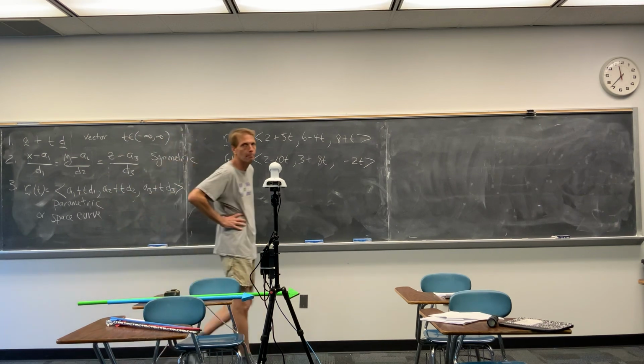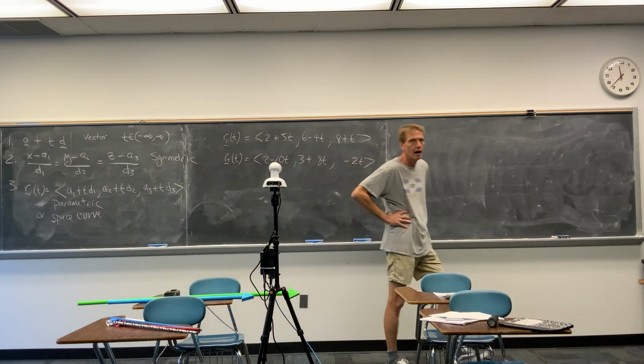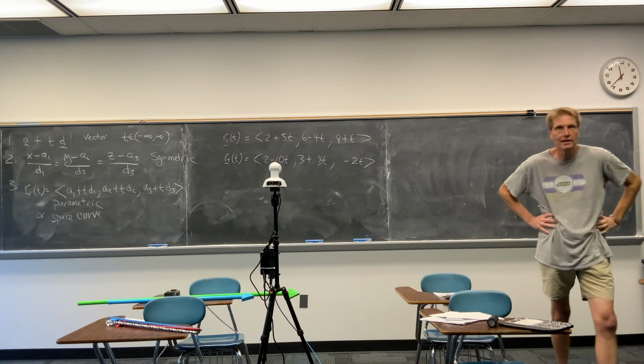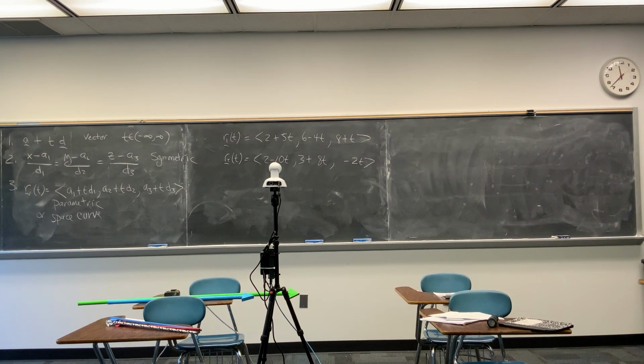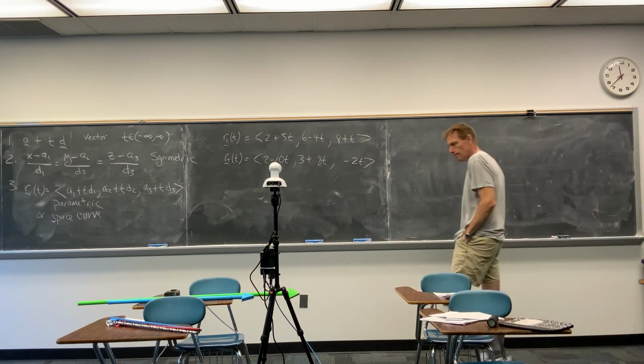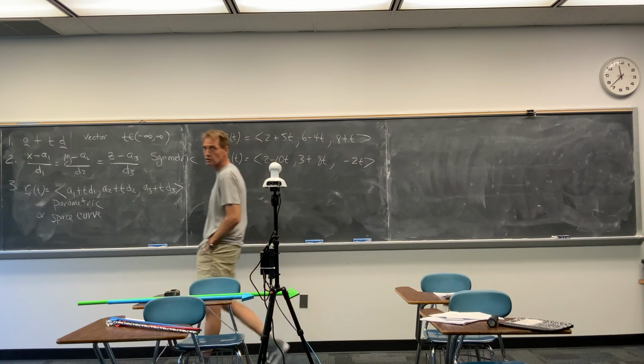I want you to put both of those lines in the other two forms. Put them in your symmetric form, and put them in your vector form, your A plus TD form.